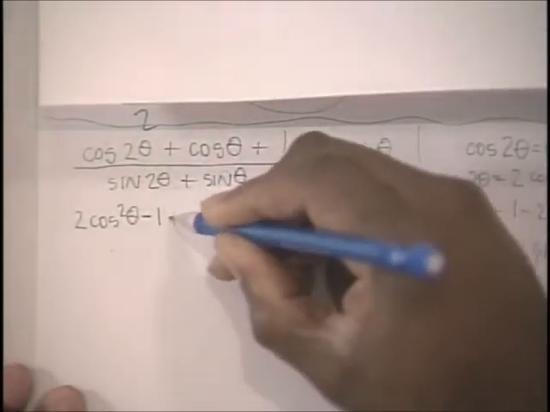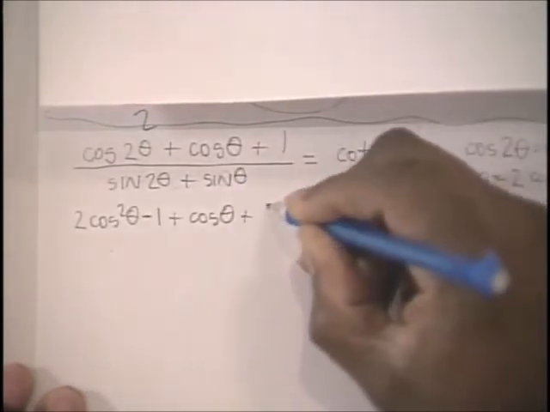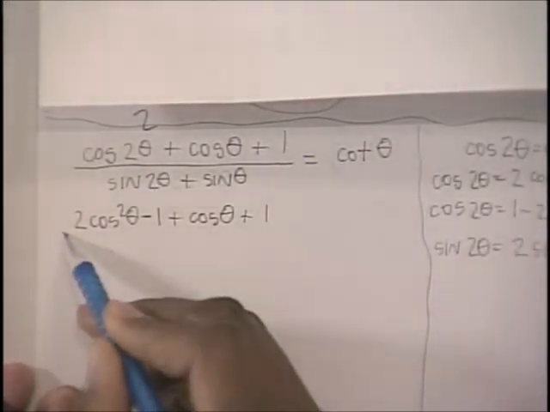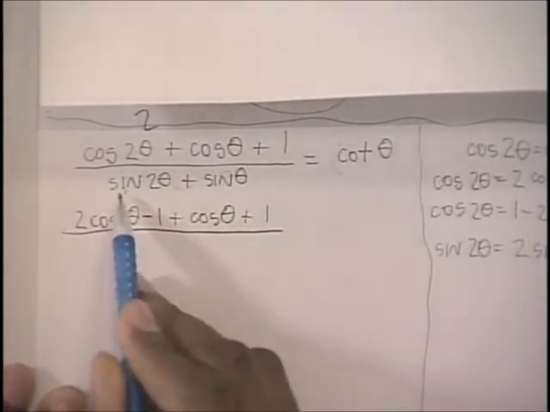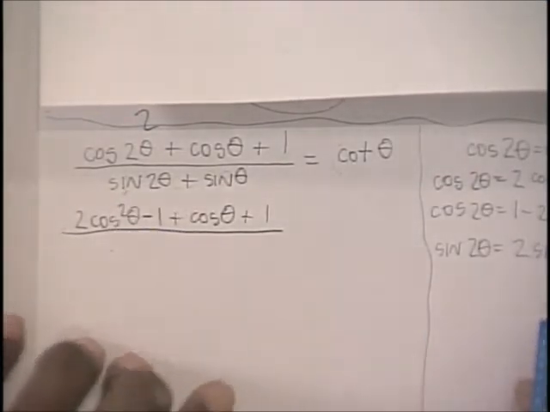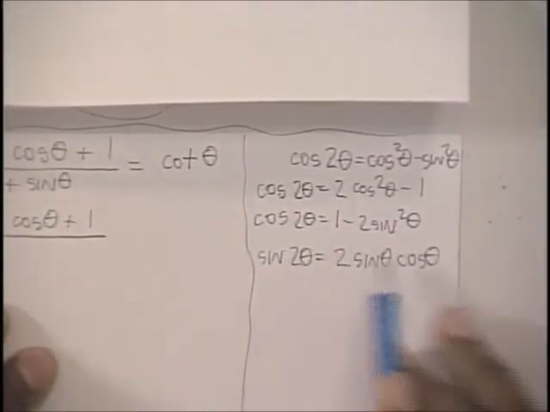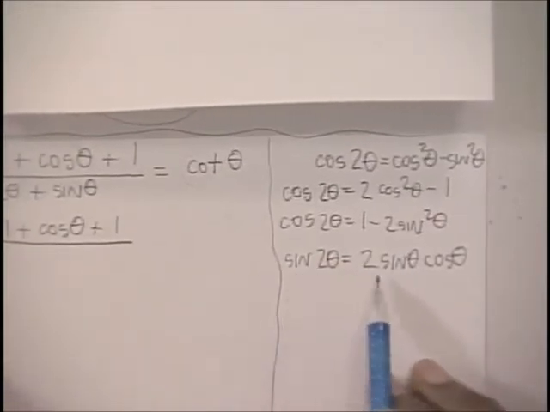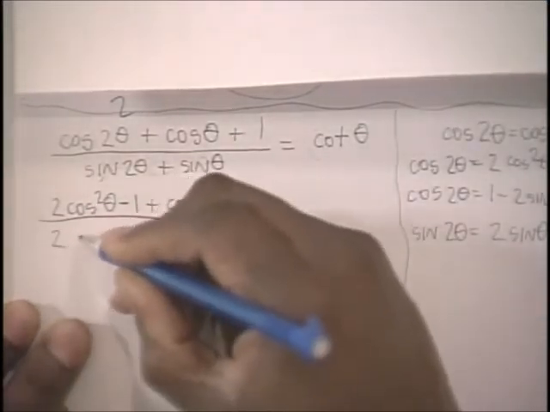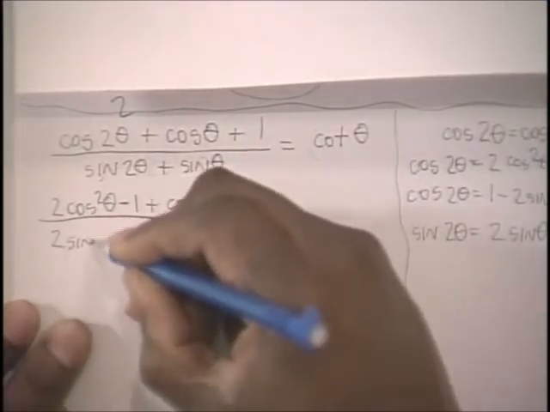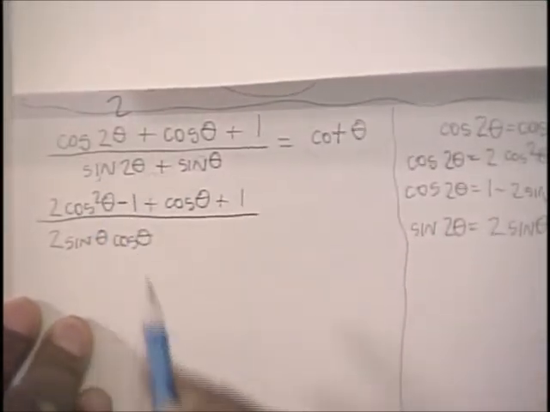And let's bring this plus cosine theta down, and let's bring that plus 1 down. All right? So now what we have is this over the sine of 2 theta. We told you that you'd have to go into a test or go into the problem knowing that the sine of 2 theta is equal to this. So let's replace the sine of 2 theta with that. All right? So we have 2 sine theta cosine theta. That's replacing the sine of 2 theta.